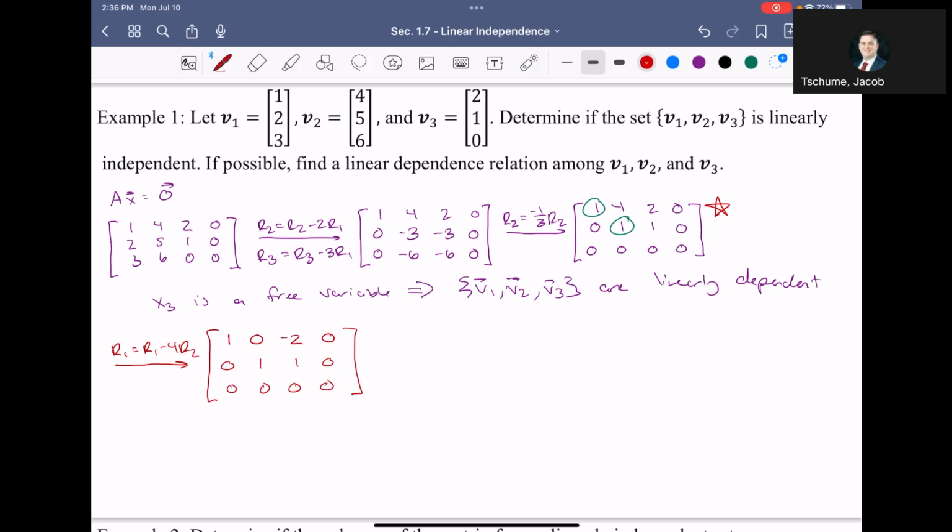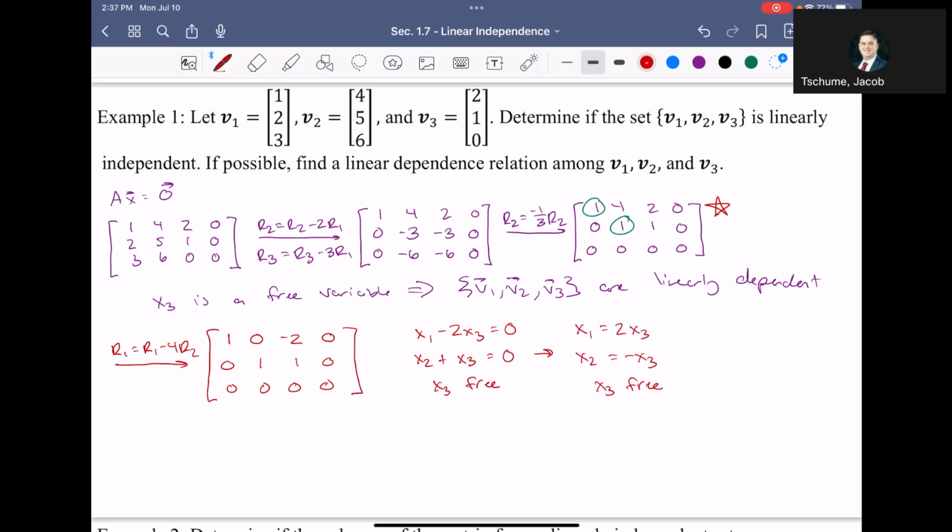Remember from the last video, we can write out what this is telling us. The first row is saying that x1 minus 2x3 must be 0. The second row is saying that x2 plus x3 must be 0. And as we already talked about in purple, x3 must be a free variable. Solve for your basic variable. So x1 will need to equal 2x3. x2 will need to equal negative x3, and x3 is a free variable.